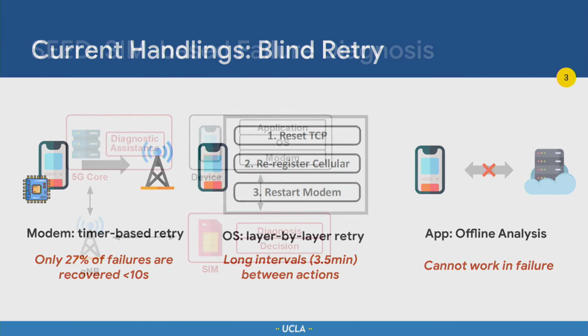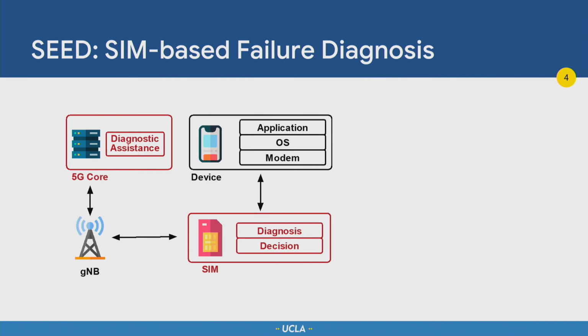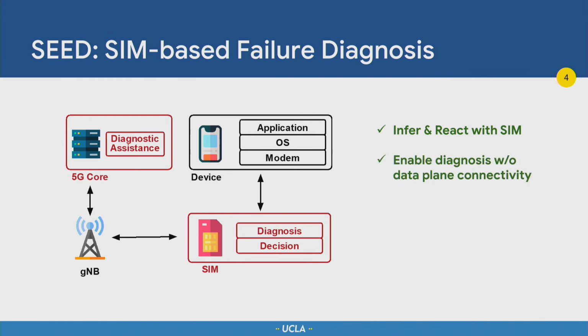To solve this issue, we propose SIM-based failure diagnosis. We leverage the SIM card, which is widely available on all cellular devices, to do this failure handling. First, the SIM card will infer the failures and also react with the corresponding recovery. Also, one feature is that SEED enables diagnosis without data plane connectivity. Although the data plane has not been set up or has been broken due to the failure, SEED could still get information from both sides. And last, the interfaces work on commodity devices, and we do not need to change the mobile OS, modem firmware, or even the base station.